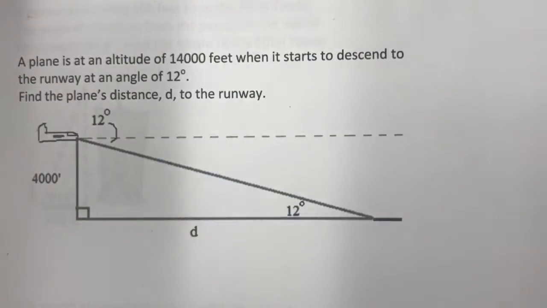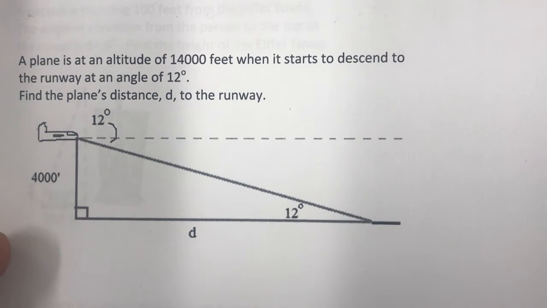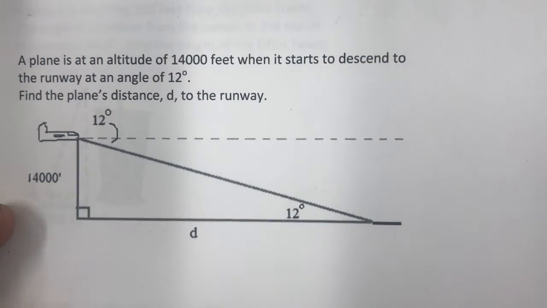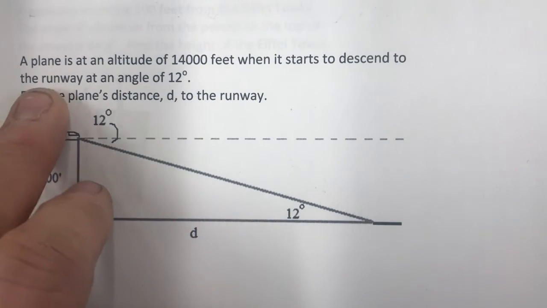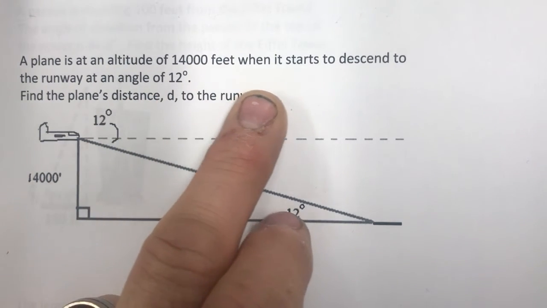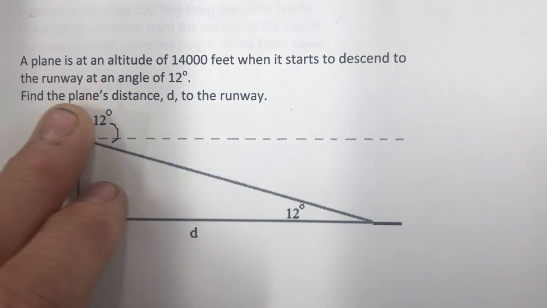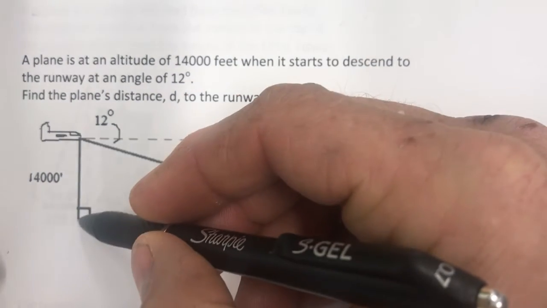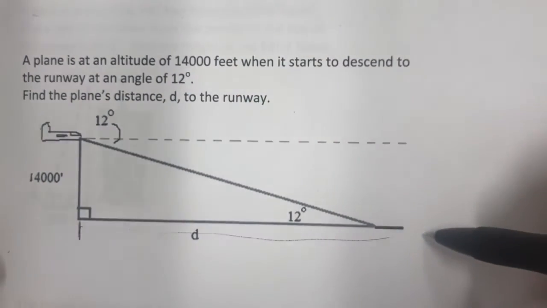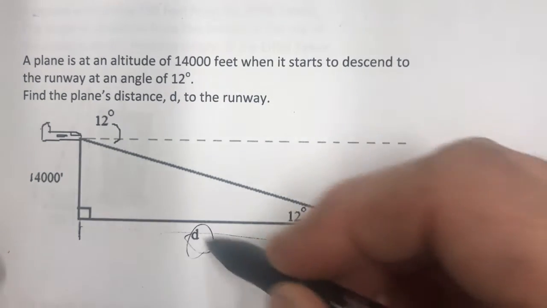Okay. Now, let's look at some real-life problems, okay? Let's see here. Okay. Now, in this problem here, a plane is at an altitude of 14,000 feet when it starts to descend to the runway at an angle of 12 degrees. Find the plane's distance to the runway. So like the distance from the ground, from here to here, the runway, this is the distance we're looking for.